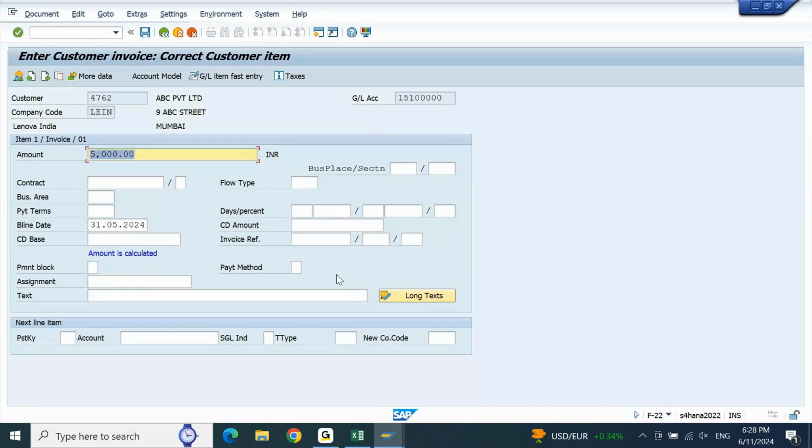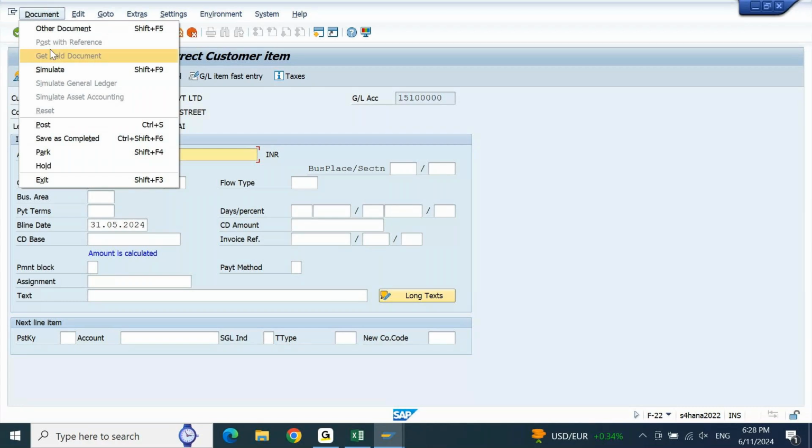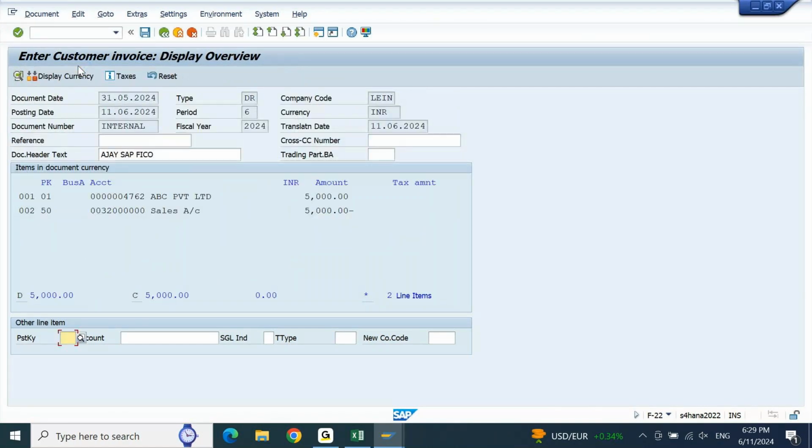Now let me go to document. If you see this, there is something called simulate. This simulation is nothing but the entry view simulation. This is going to display the accounting entry as you have given it manually. Whatever manual input you have given, that is called your entry view.